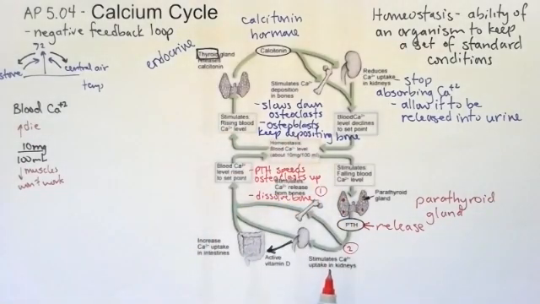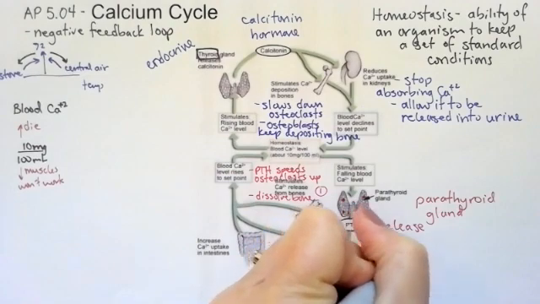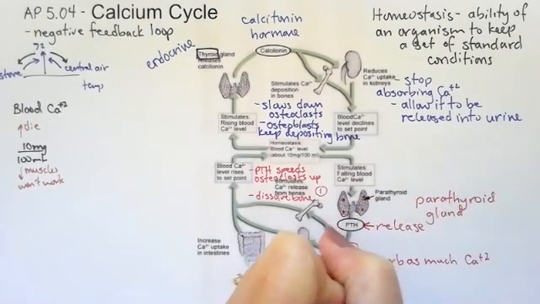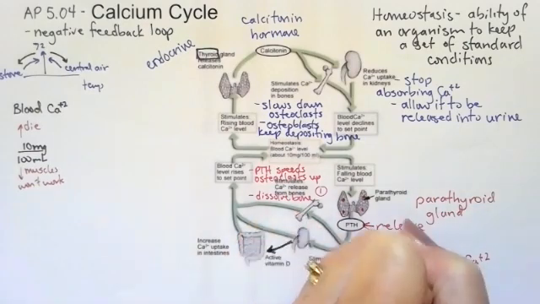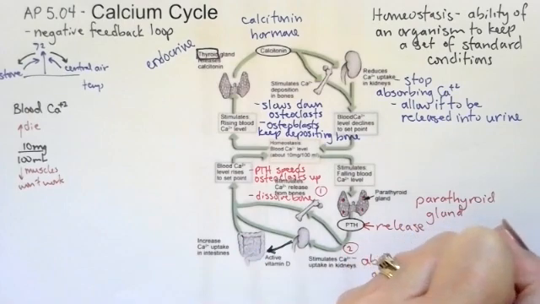PTH causes the kidneys to hang on to every bit of calcium they can. It's kind of like it's saying, okay, kidneys, it doesn't matter if your tray's full, stack stuff on top of the tray. If you need to, stick it in your pockets. Pull out your shirt, and you can put some dinner rolls in your shirt. But the kidneys absorb as much calcium as they can. And you stop excreting it, which means you stop peeing it out.